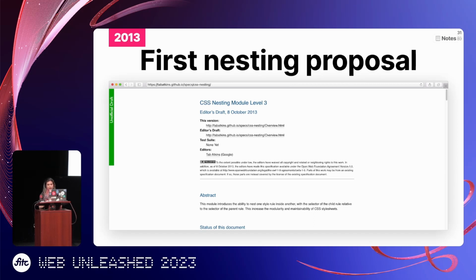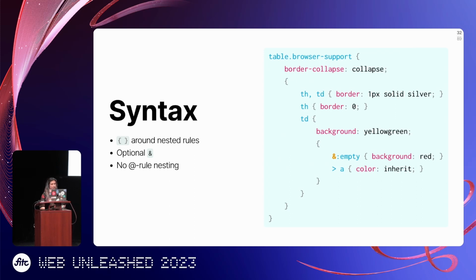And with that in mind, Tab Atkins, super prolific CSS editor, basically co-edits half of the CSS specs in existence, drafted the first nesting proposal in 2013. 2013, that's 10 years ago, way before most developers started even considering native CSS nesting as a possibility. So what did this look like?